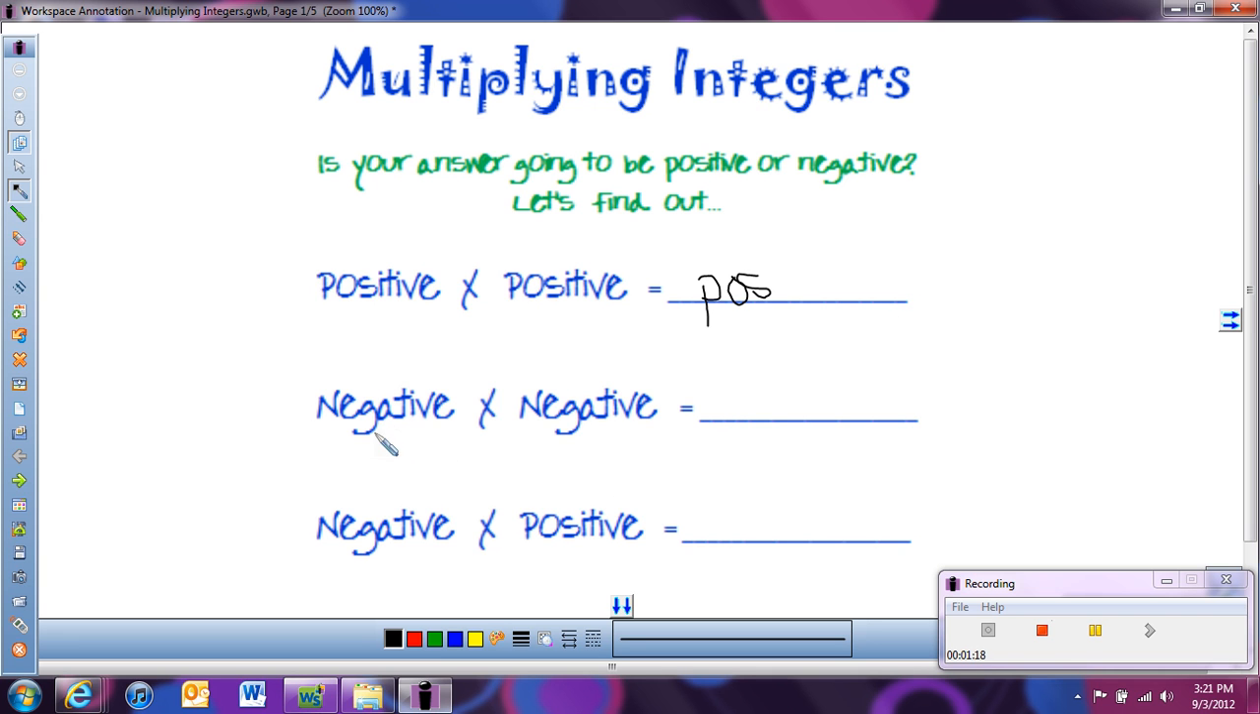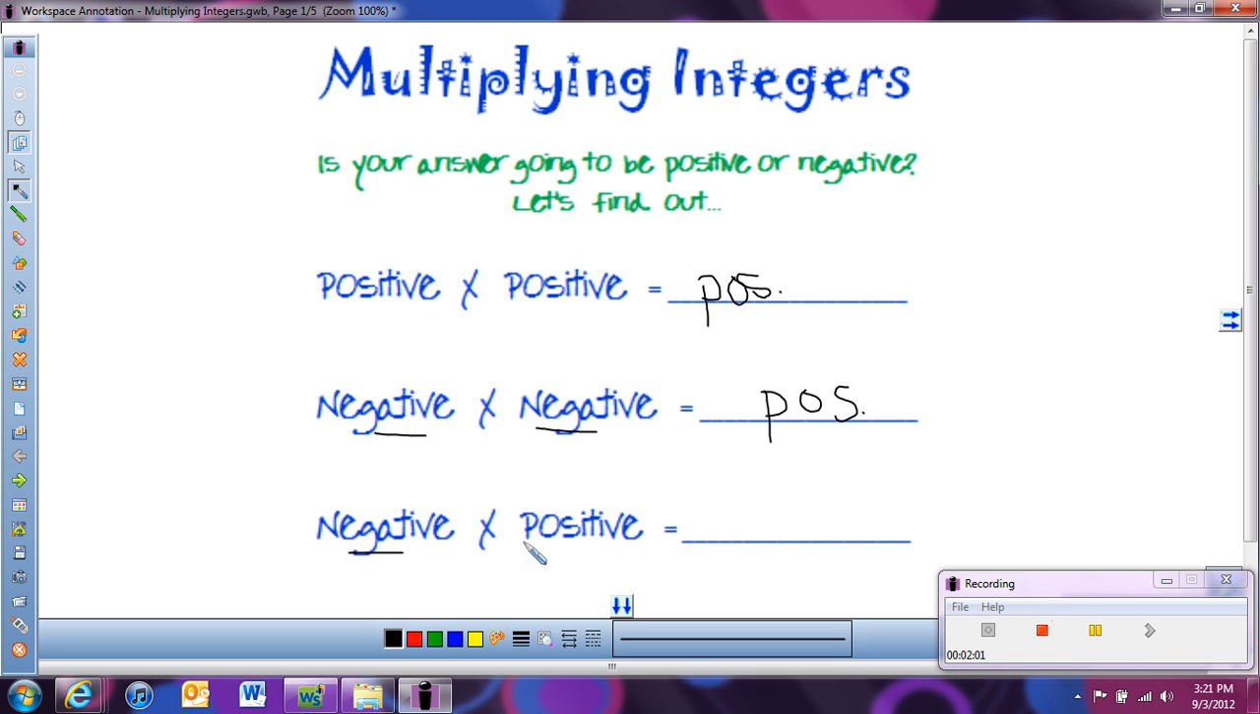Well, let's say that we have two negative people at a party. They're both up to each other, grumbling and complaining, and they just hate the party, the food's terrible, they don't know anyone. And it starts to happen that these two people are starting to enjoy being negative with each other. And the more they enjoy being negative with each other, the more they end up becoming positive. And so a negative times a negative equals a positive.